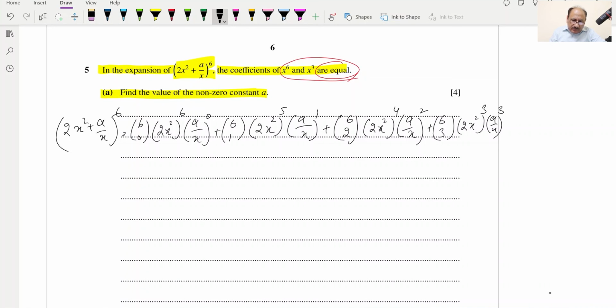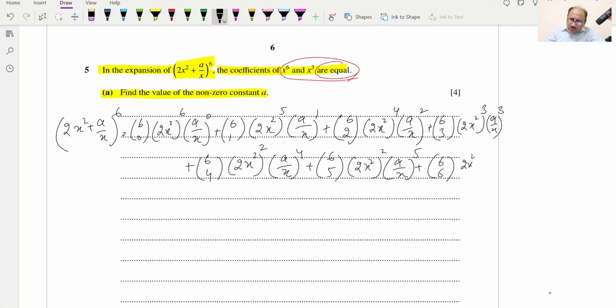And now we can write three more terms basically. So we can use this space: 6C4, and this will be (2x^2)^2 and (a/x)^4, plus 6C5, and this will be (2x^2) and (a/x)^5. And the last term will be 6C6 and (2x^2)^0, this one should be 1 over here, and this should be 0, and next will be (a/x)^6.